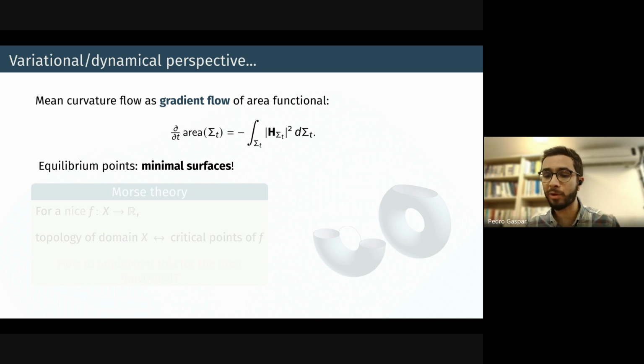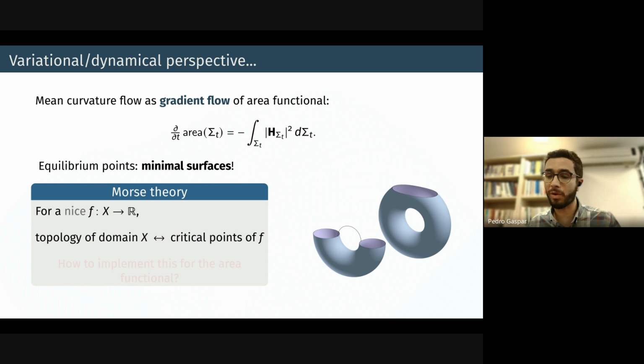And this is usually the type of geometric objects that I was interested in before starting working on this problem. But keeping in mind that relation between gradient flows and the mean curvature flow, there is a very natural question that we can pose, which is, well, we know back from Morse theory that for a nice function, that is, for a Morse function defined on some space, there is a close relation between the topology of the domain of this function and the set of its critical points, which can also be seen as stationary points for the gradient flow of this function. Then we are interested in trying and implementing this strategy from Morse theory to this area functional defined on some generalized space of hypersurfaces in our manifold.